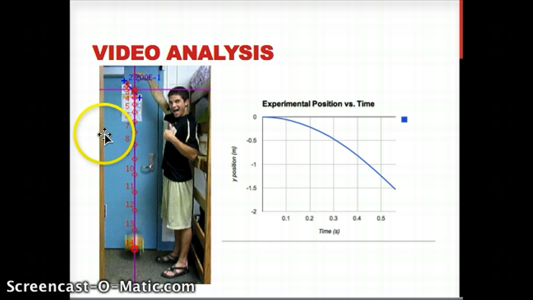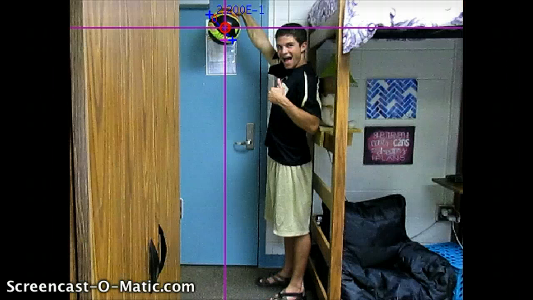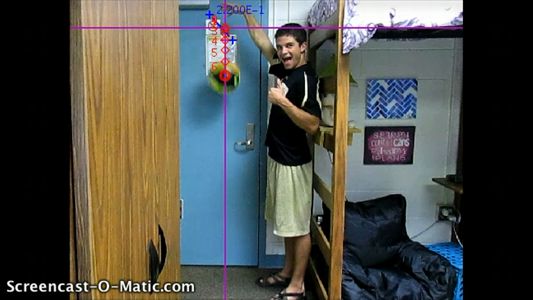So this is the video I did. I dropped the soccer ball from here, and this gives us the graph right here. I'll show you that video analysis right now. I calibrated the video using the soccer ball here, and my y-axis is pointing down here, and then we simply just track the ball.